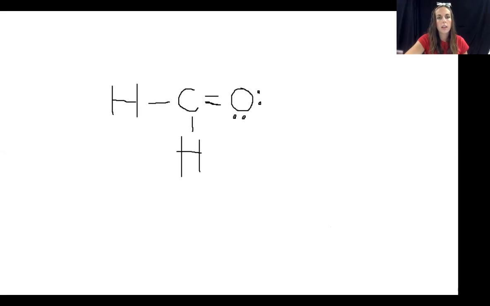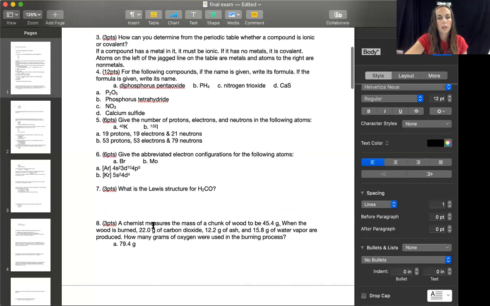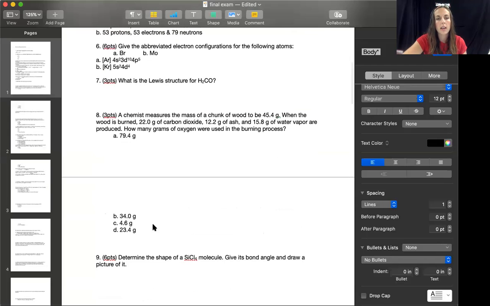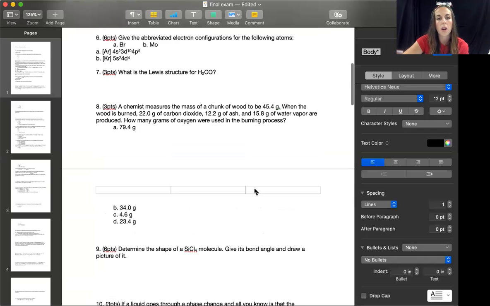Moving on, I'm going to go back to the exam. Okay. Number 8 says a chemist measures the mass of a chunk of wood to be 45.4 grams. When the wood is burned, 22 grams of carbon dioxide, 12.2 grams of ash, and 15.8 grams of water vapor are produced. How many grams of oxygen were used in the burning process?